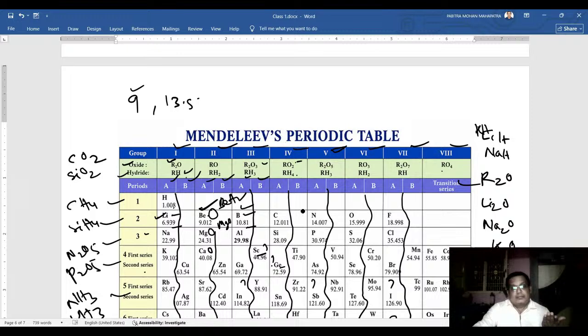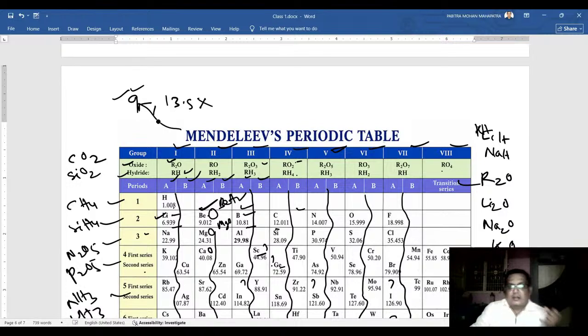Carbon has atomic mass 12.011. Mendeleev already placed beryllium, so you cannot say the atomic mass of beryllium is 13.5. If you take the atomic mass of beryllium as 9, then it fits. It supports the Mendeleev periodic table. If you take 13.5, it goes against the Mendeleev periodic table. So indirectly, the Mendeleev periodic table helps to correct the atomic mass of beryllium.